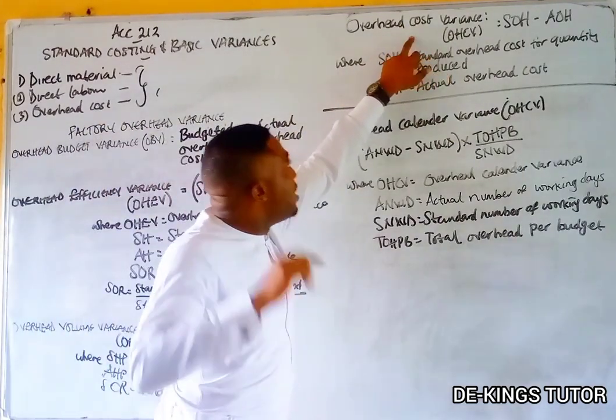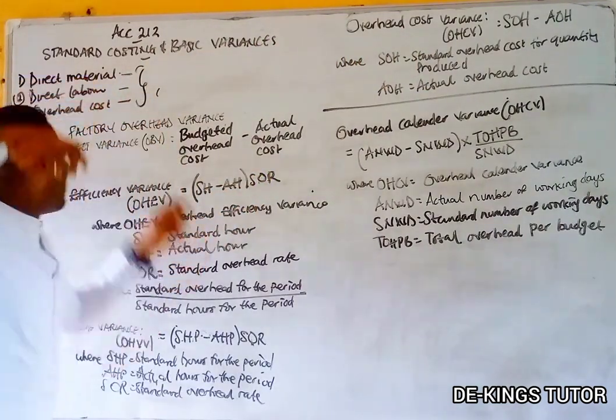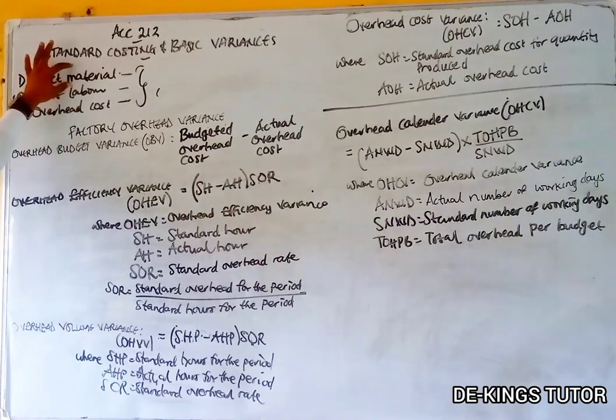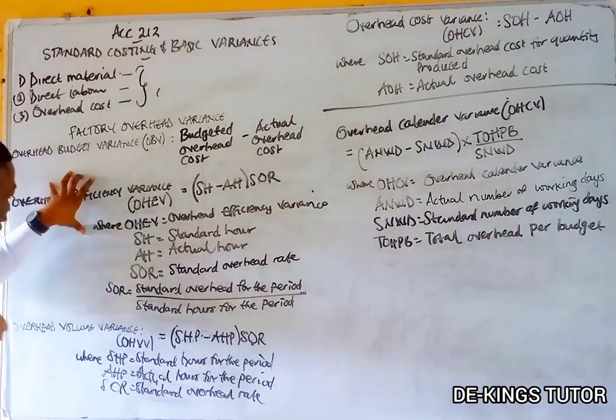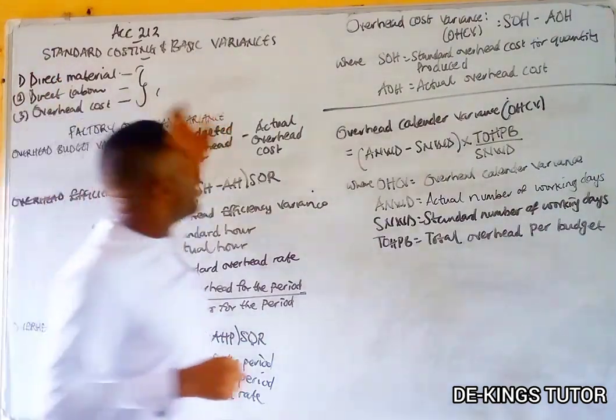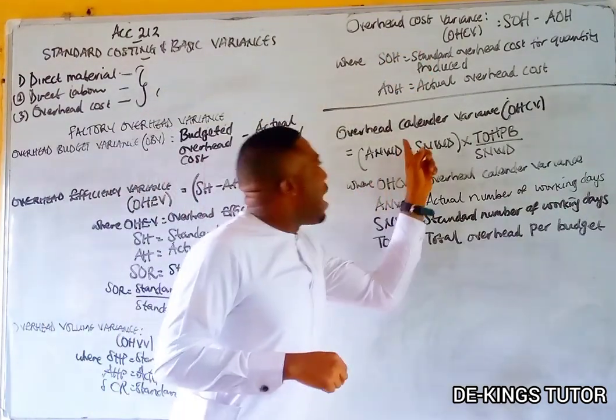Please follow me on. The same way, while we were looking at material and labor, we saw that the material cost variance is the summation of the price and the quantity, the usage. The labor cost variance is the summation of the rate and the efficiency. That's the same way, the efficiency and the volume give the cost. And that's the summation.